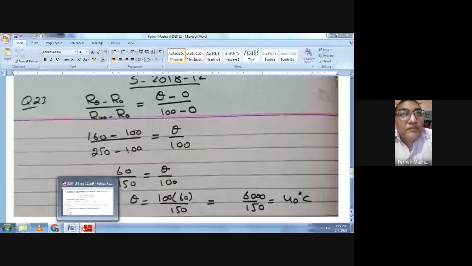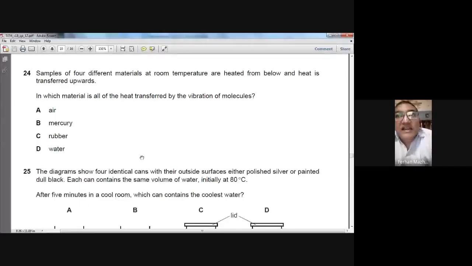Samples of 4 different materials at room temperature are heated from below and heat is transferred upward. In which material is all the heat transferred by the vibration of the molecules? The vibration of the molecules will be happening in some solid thing. Rubber, yeah, rubber can be the choice. C, rubber, C. 24, C is the choice.